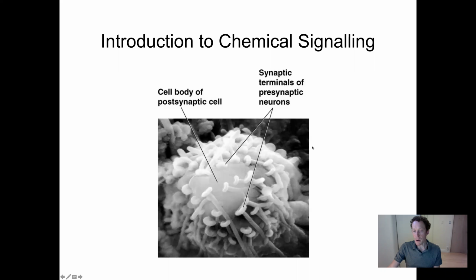The image I've shown here is a scanning electron micrograph of the cell body of a postsynaptic neuron. So you can see this sort of globular structure here. That's the cell body. And these structures that are stuck to it are the synaptic terminals of what are called presynaptic neurons. So this is actually a chemical synapse inside the nervous system. This is a fixed specimen that was prepared for electron microscopy, as we talked about in the early part of the course. So it doesn't look exactly like this in life, but most of the details are there.